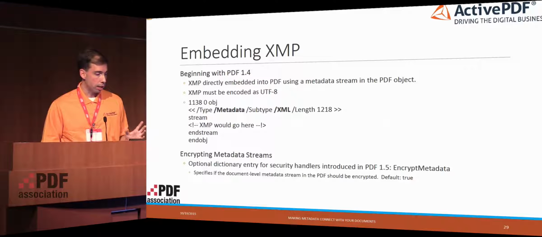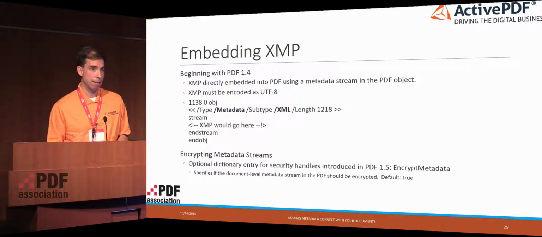Inside, what it looks like, we have two new types that we need to set. Type has to be Metadata, and then subtype has to be XML, because that identifies it as XMP XML. And then aside from that, standard stream dictionary entries there. We have our stream keyword, XMP data would go inside, and then we close up the object.